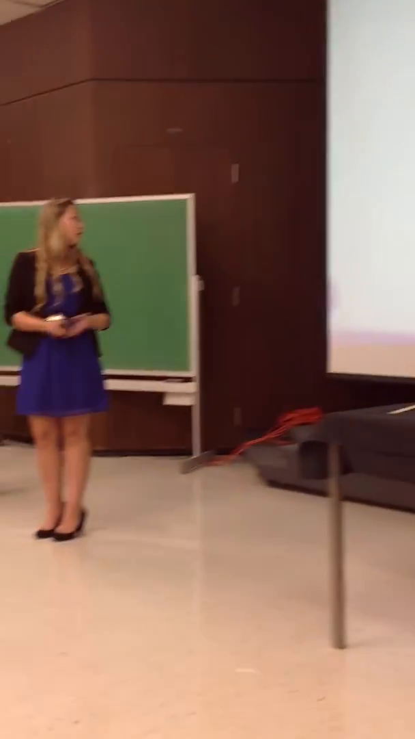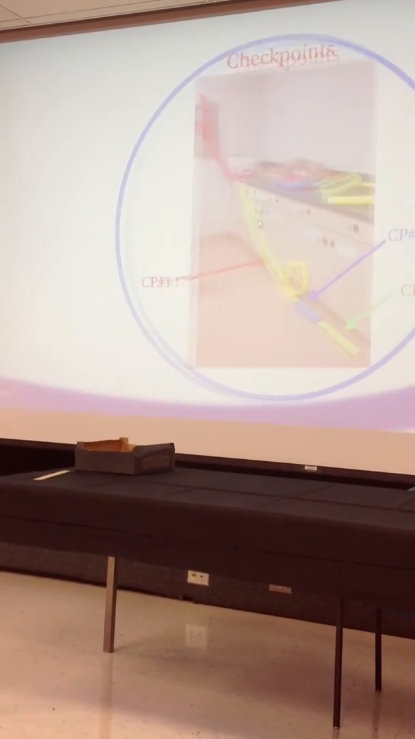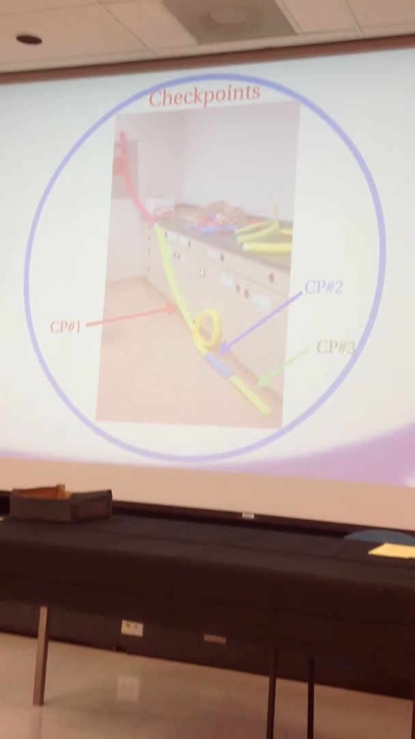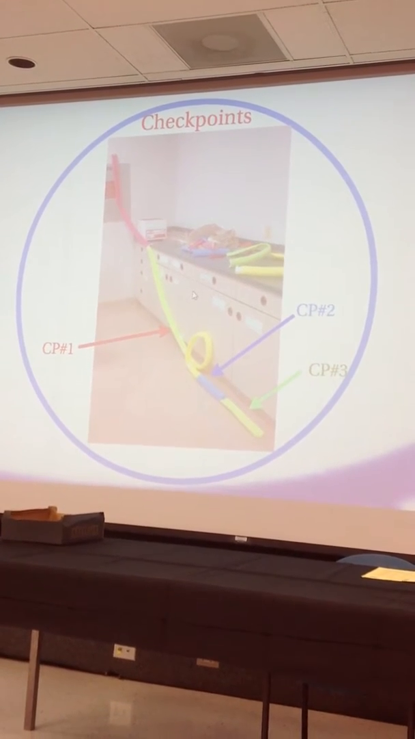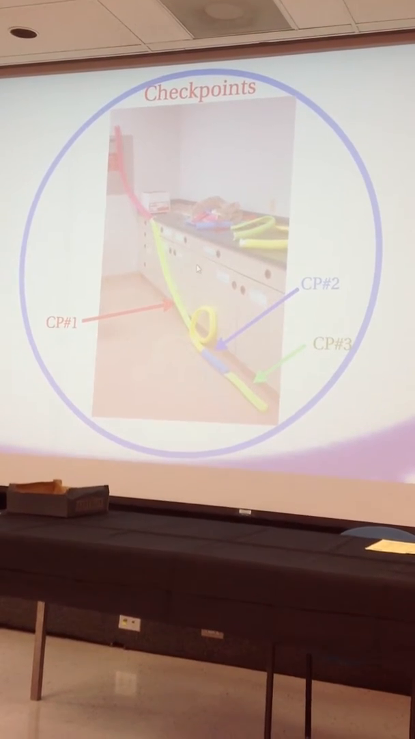And this is a video of our roller coaster, which we named Roly Poly. And we'll play that. It's kind of hard to see, so we'll play it again. And then this is a picture of our roller coaster, and you can see the checkpoints. Checkpoint 1, the red arrow, is right before the loops. Checkpoint 2, the blue arrow, is directly after, and checkpoint 3, the green arrow, is near the end of the course.